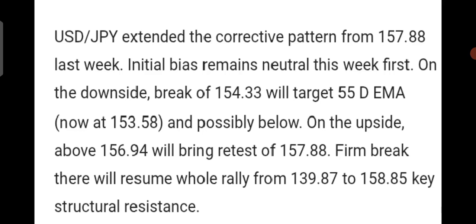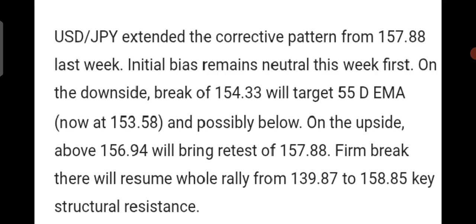Now, we are going to sell if and only if the support at 154.33 is broken, and we set our take profit at 153.58. This 153.58 is moving average support.